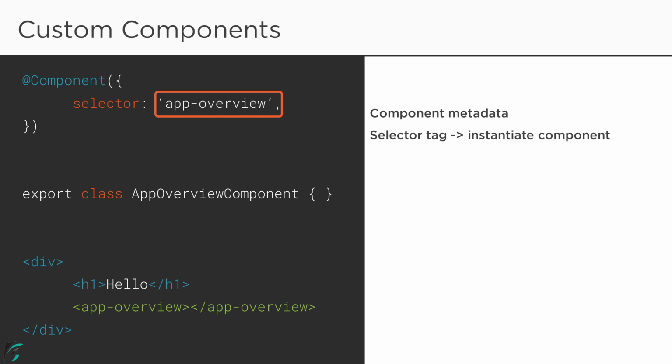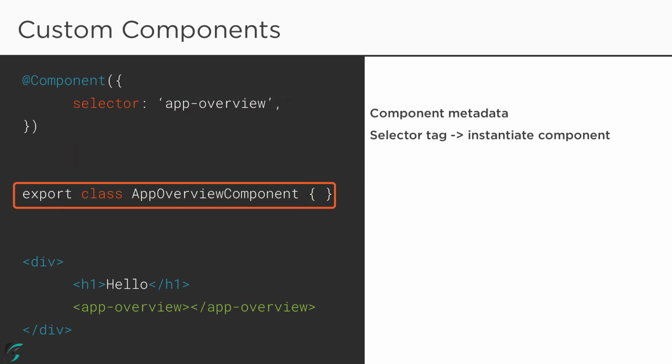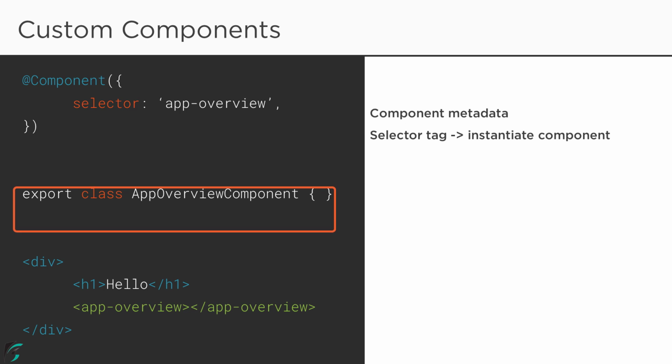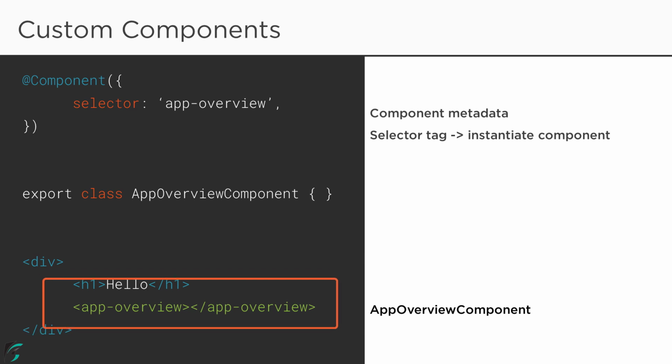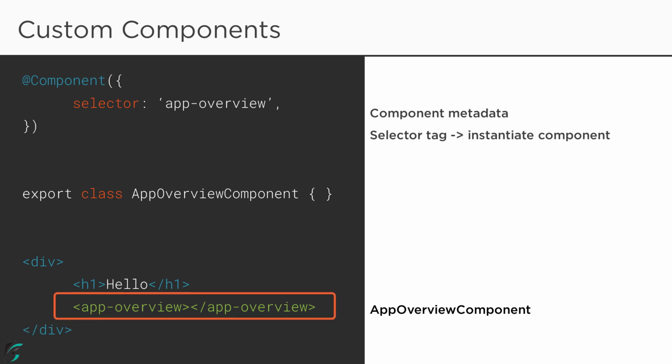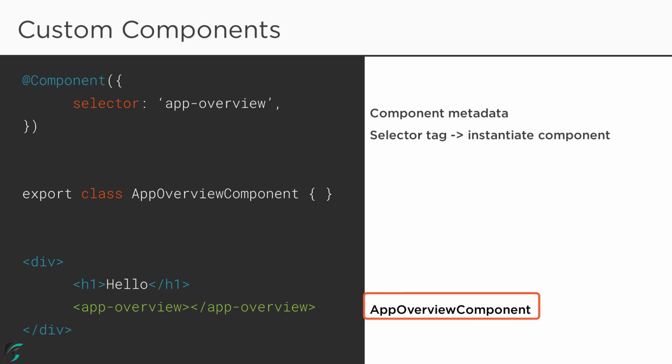This selector instructs Angular to instantiate this component wherever it finds the corresponding tag in the template HTML. That will render its display in the page inside this div after the h1 tag. So by looking at this app overview selector, we will know that there will be an app overview component rendered right here. So this is just a glimpse of how components make Angular crisp and easy.